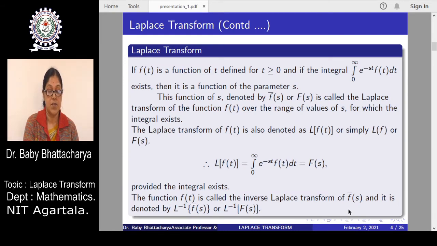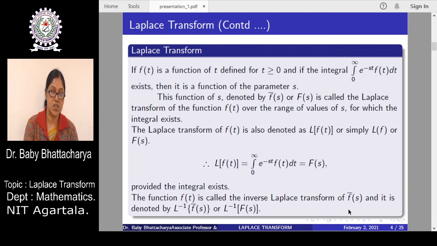To define the Laplace transformation of a function, we consider a function f(t) which is defined for all t greater than or equal to 0, and the integration from 0 to infinity of e to the power minus st f(t) dt exists. Then it is a function of the parameter s. The function of s we denote here by small f bar of s, or sometimes capital F(s), and this is called the Laplace transformation of the given function f(t) over the range of values of s for which the integral exists. The Laplace transformation of this function f(t) is also denoted by capital L of f(t), or sometimes simply by L of f.